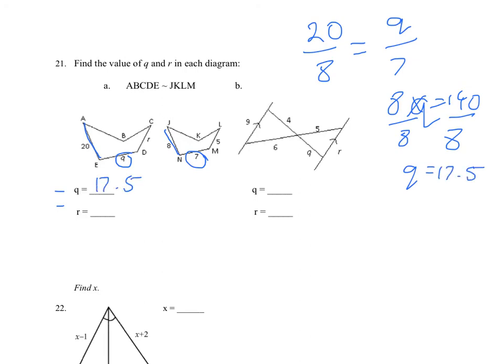Now we do the same thing for R. We use the same ratio, 20/8 is equal to R over 5. Cross multiply, 8R equals 100. 100 divided by 8 equals 12.5.